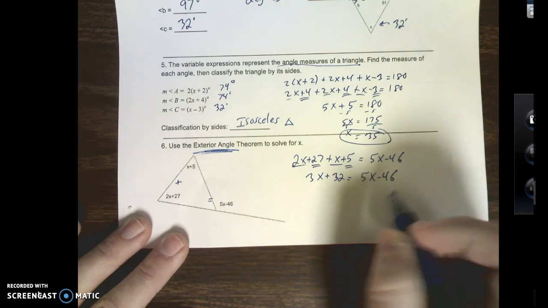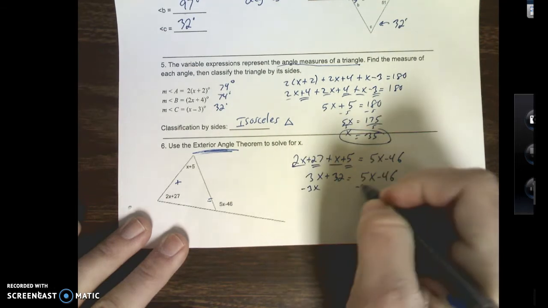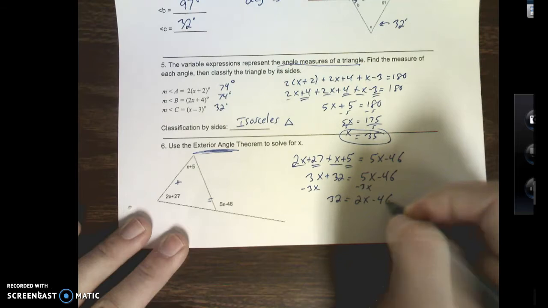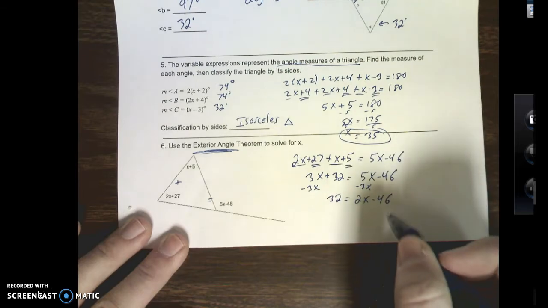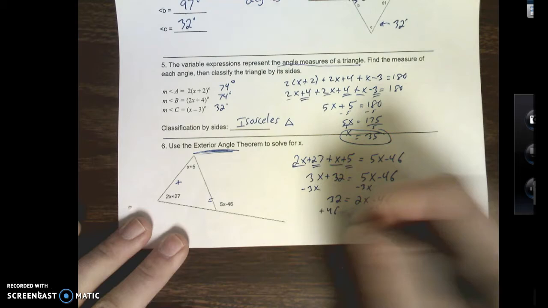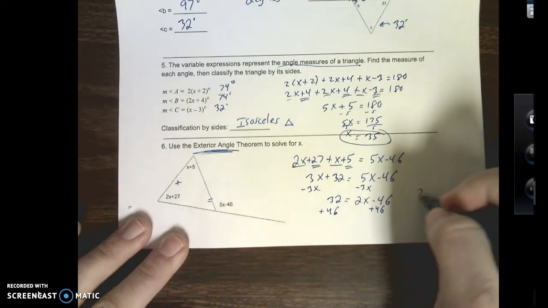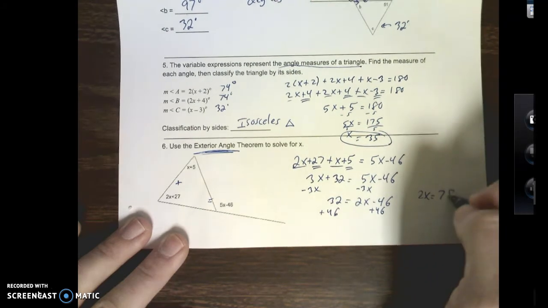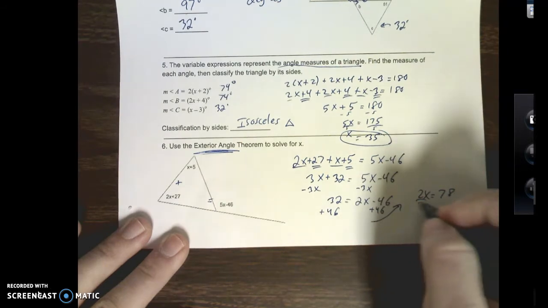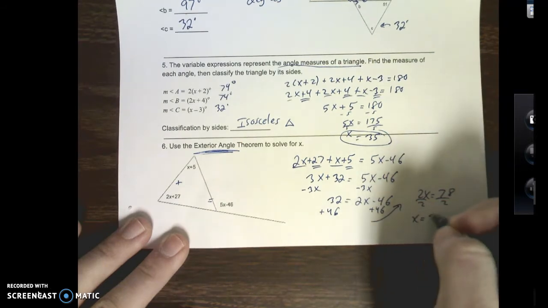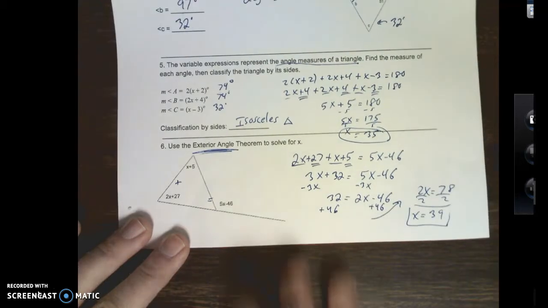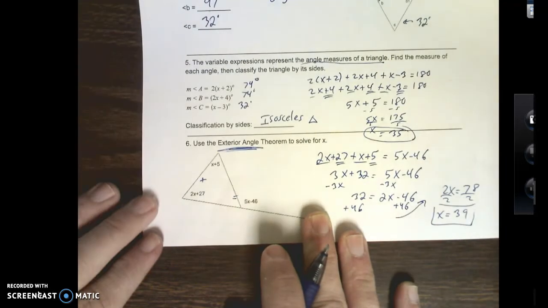Okay. I can subtract 3x from both sides. So 2x minus 46. Think about what signs you're dealing with. So to get rid of the negative 46, I have to add it over. So 2x equals 78. Okay, sorry, I just jumped over here. And then divide by 2. x equals 39.